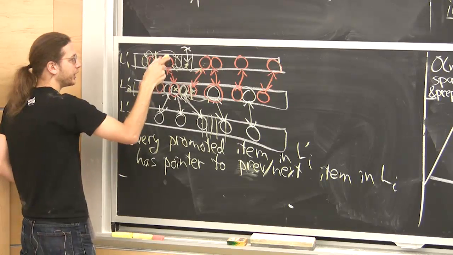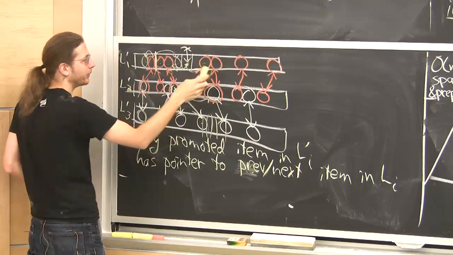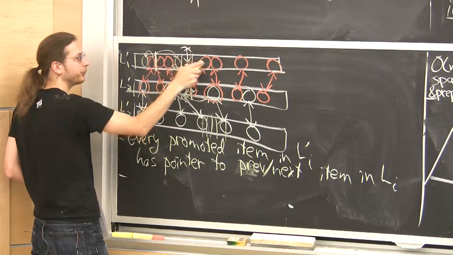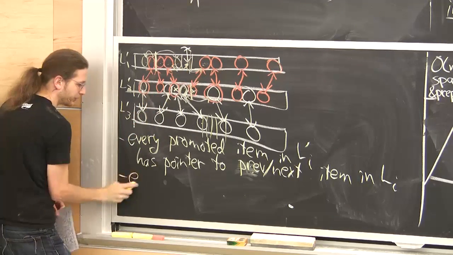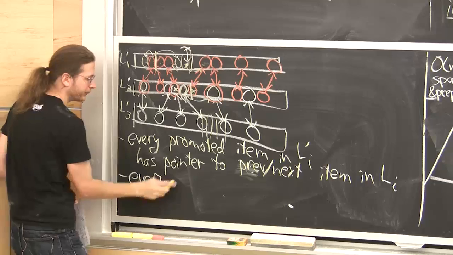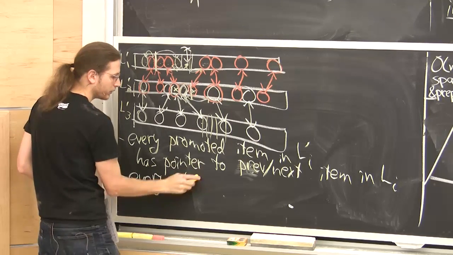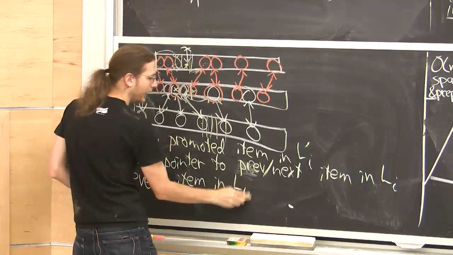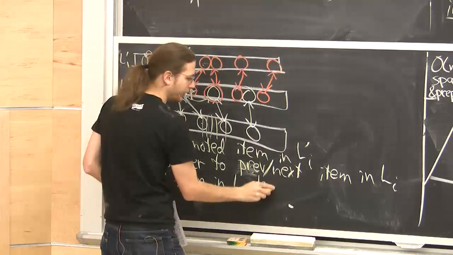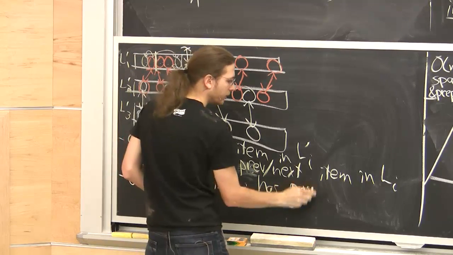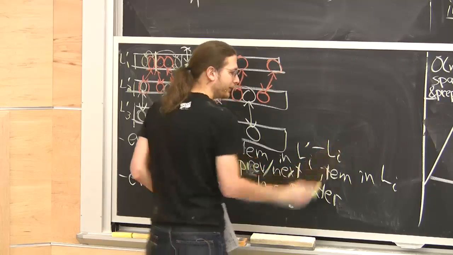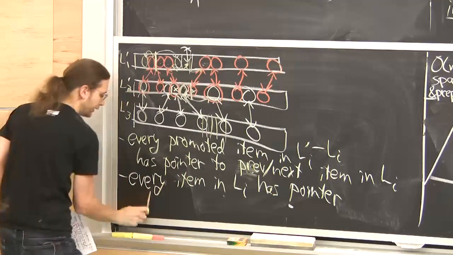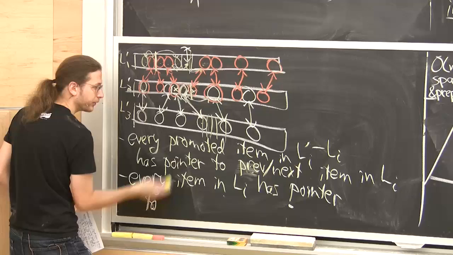But then there was the walking down. Well, so if I found that I was in the middle of this big white region, I need to find the next red region. So it's basically the reverse. Every non-promoted item, every item in Li has a pointer. So this is basically Li prime minus Li, if you will. And then these guys need a pointer to the next and previous in that.